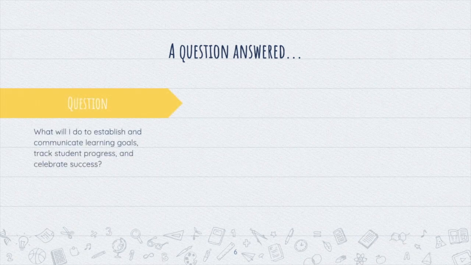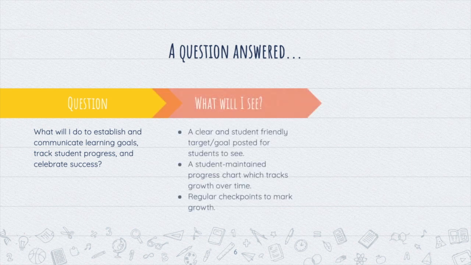The first guiding question is, what will I do to establish and communicate learning goals, track student progress, and celebrate success? Some evidence you may see in a classroom would be a clear and student-friendly target posted for students to see, student-maintained progress charts that track growth over time, and regular checkpoints to mark growth.